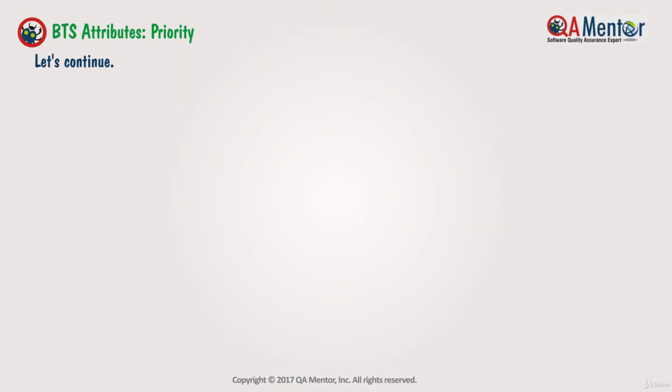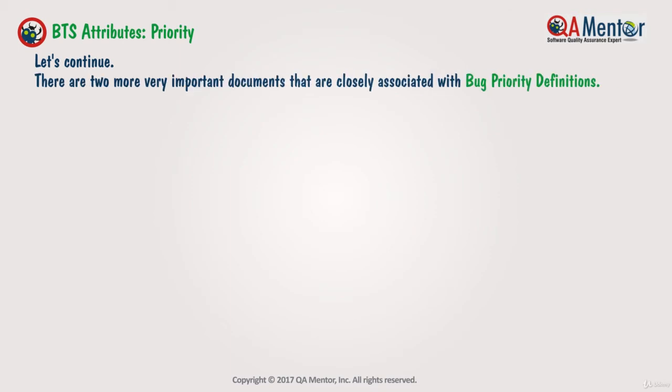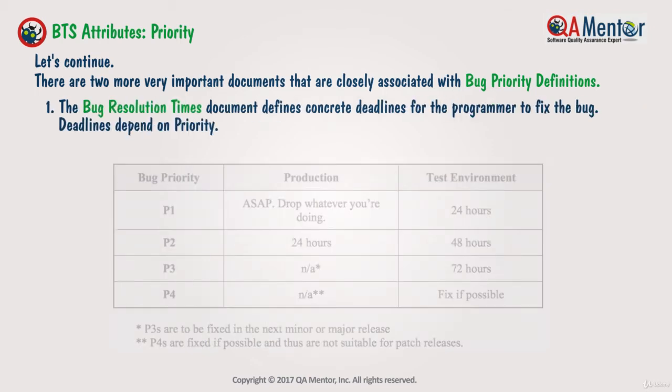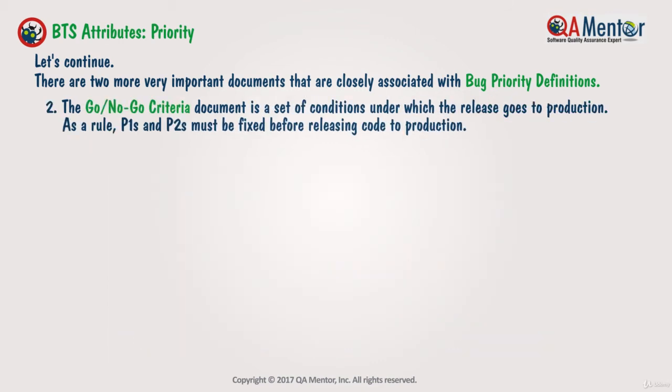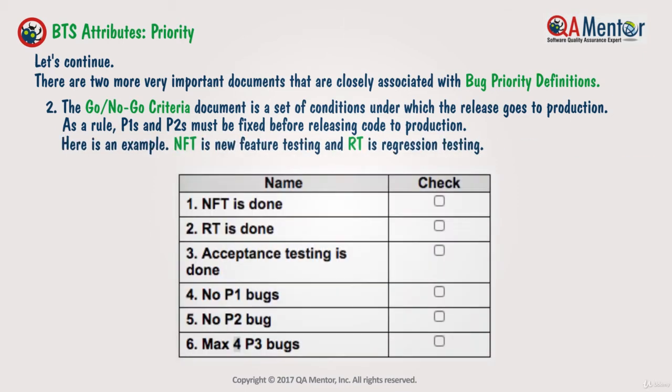Let's continue. There are two more very important documents that are closely associated with bug priority definitions. 1. The bug resolution times document defines concrete deadlines for the programmer to fix the bug. Deadlines depend on priority. 2. The go, no-go criteria document is a set of conditions under which the release goes to production. As a rule, P1s and P2s must be fixed before releasing code to production. Here is an example. NFT is new feature testing and RT is regression testing.